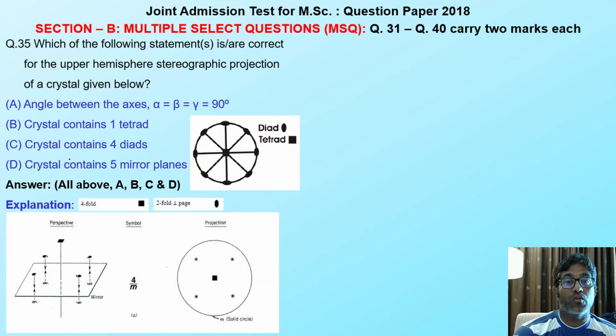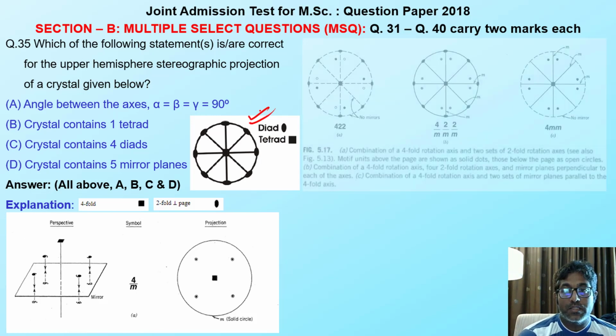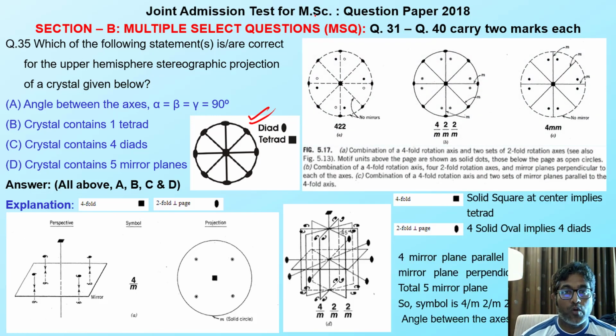This is also a very classical question of crystallography, where you have the upper hemisphere of a stereographic projection. Let's see one by one how to approach this type of problem. Now, in the figure, you are given an oval and a square. What do you understand by the square? A solid square at the center implies a tetrad. So how many solid squares do we have? One. So this means the crystal contains one tetrad. What do you understand by the oval? This solid oval implies a diad. So I have 4 diads here.